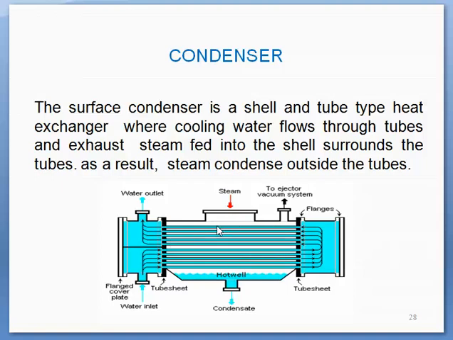Because of this low temperature cooling water, steam loses its heat and converts into water or liquid phase, and it is collected in the form of condensate at the bottom of the condenser, that is the hot well.